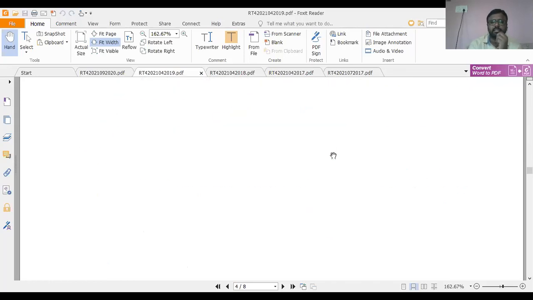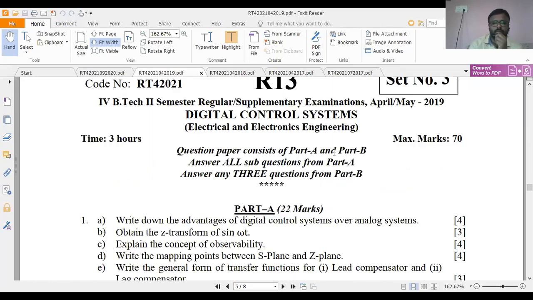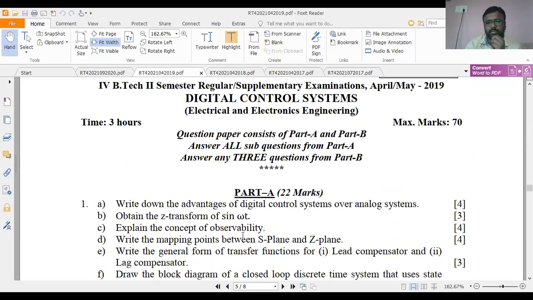Coming to the next set, obtain the Z transform for sine omega t. Here he has asked us to calculate the Z transform in terms of small t, that is a continuous time signal. In order to convert the continuous time signal into discrete, you have to replace small t with k into capital T.